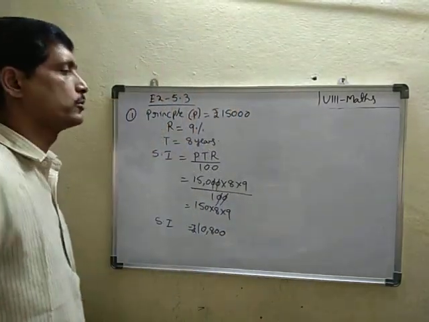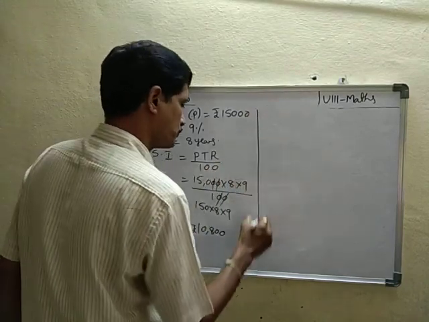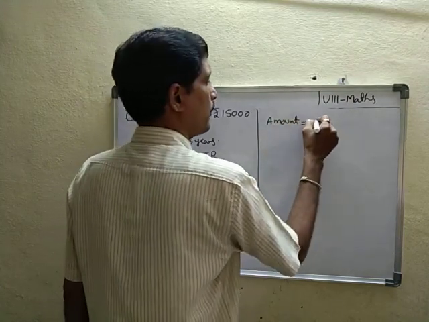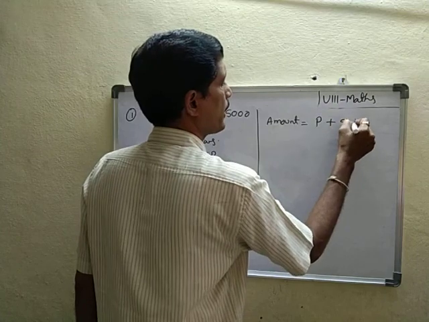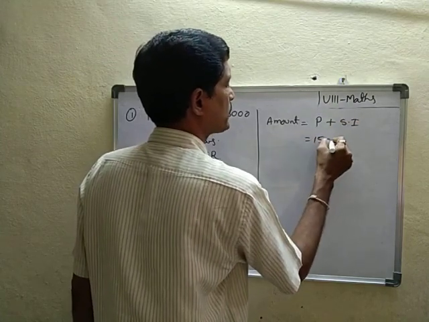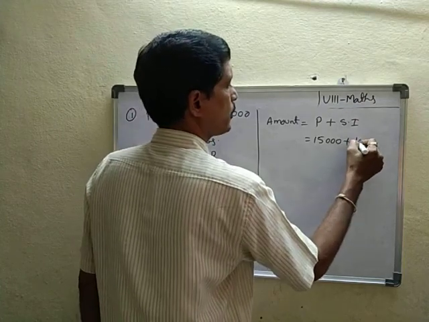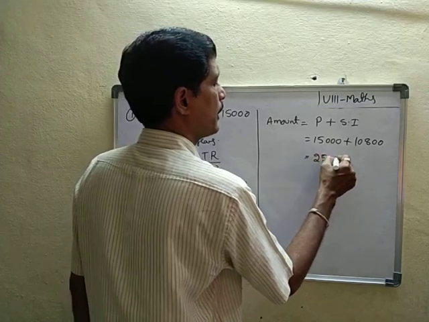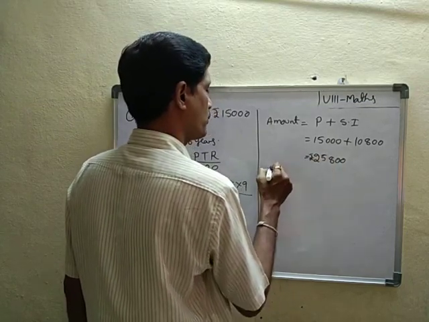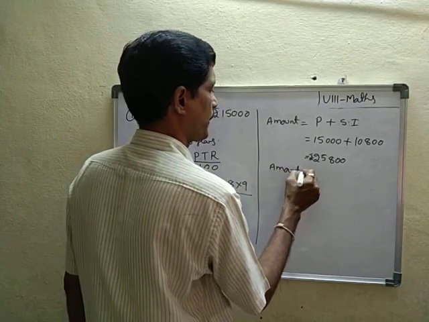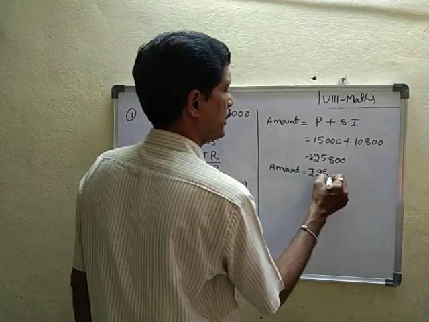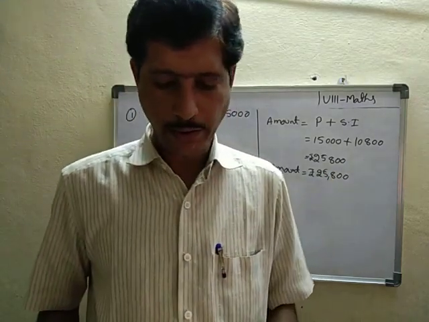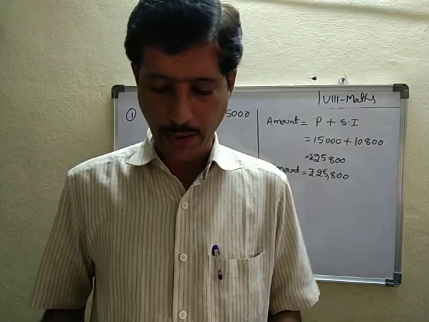First find out the amount. Amount equals principal plus simple interest. Principal is 15,000 rupees plus 10,800 rupees. Therefore total equals 25,800 rupees. That is the amount, 25,800 rupees. Next, what is he asking? He is asking, after the interest, what is his monthly repayment?